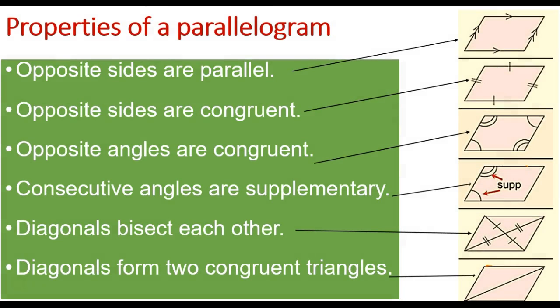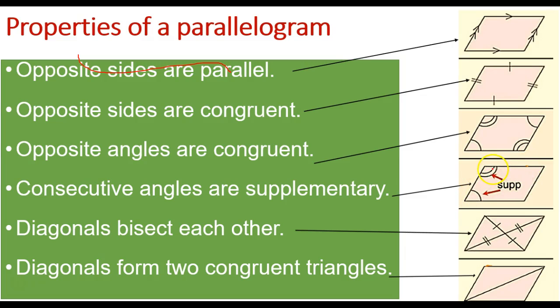Now, properties of a parallelogram. By definition, opposite sides are parallel. But also, the opposite sides are congruent. They are not only parallel, they are congruent to each other. They have to be equal to each other. And then the opposite angles are congruent.